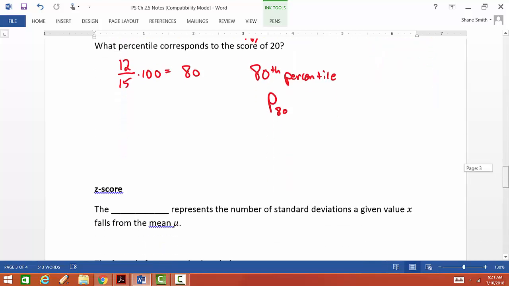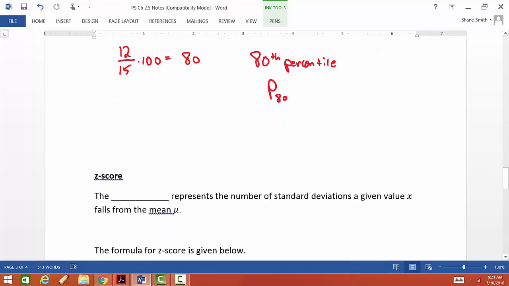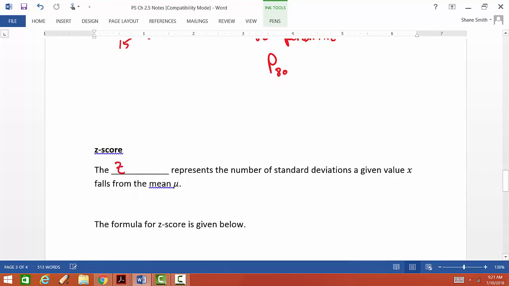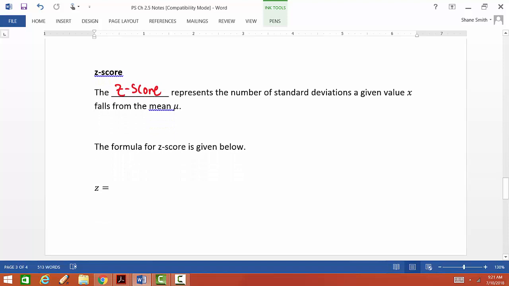The last measurement of position, and this measurement we're going to actually use a lot more, especially in chapter 5, is called z-scores. A z-score basically tells you how many standard deviations you're away from the mean. In the previous section we talked about standard deviation and how to calculate it. Because standard deviation is a measurement of spread, you can compare data sets by finding the z-score for certain data values in different data sets, because a z-score basically standardizes the data.